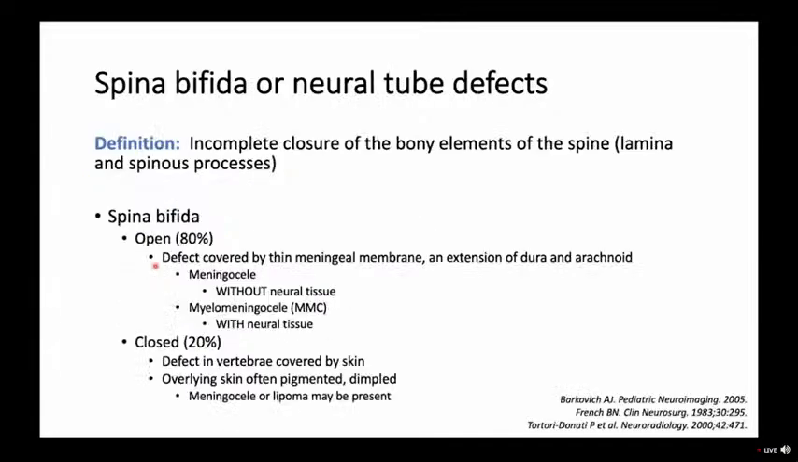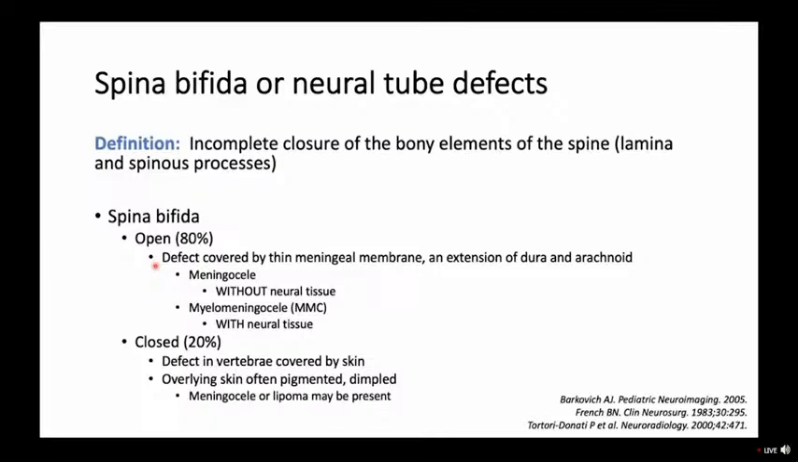Spina bifida is an incomplete closure of the bony elements of the spine. 80% of these are open. We have 2 terms that you should be aware of. Meningocele, that has no neural tissue, no spinal cord contents. And then you have myelomeningocele, or an MMC for short. And that definitely has spinal cord present within it.